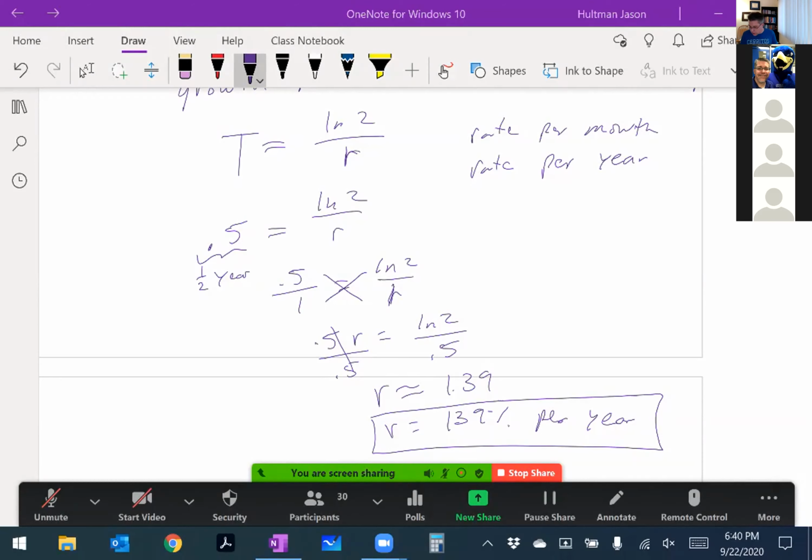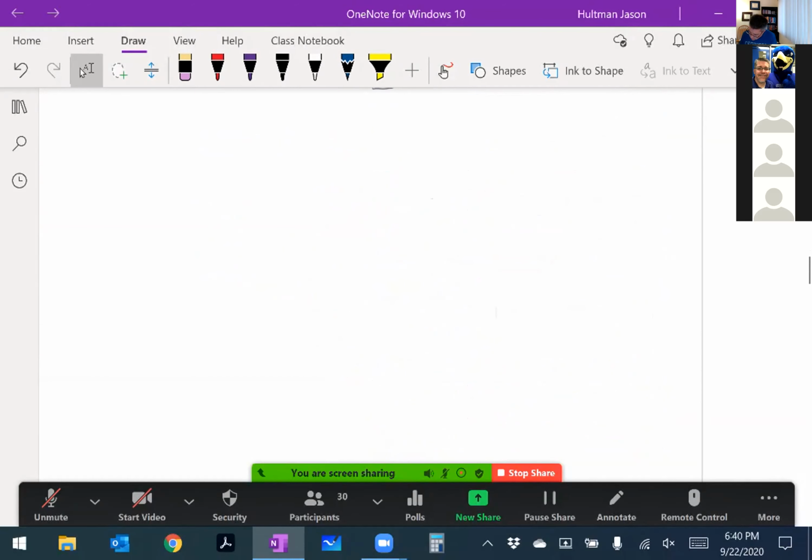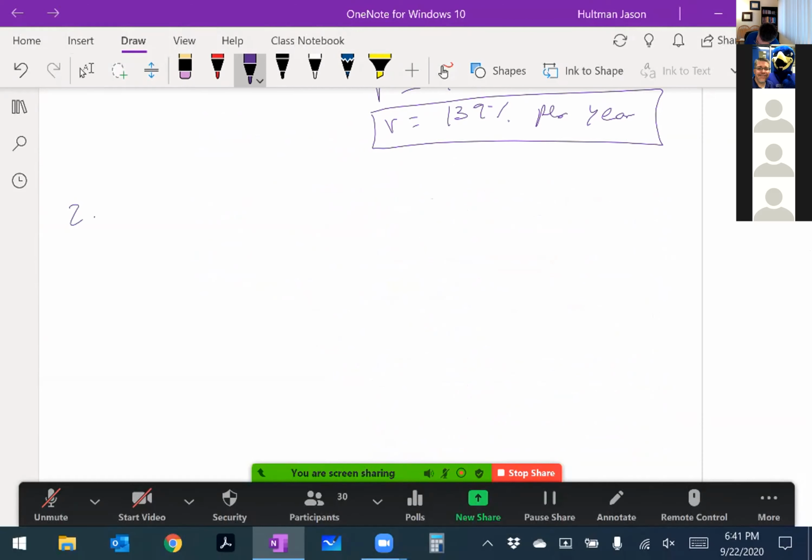Okay, so let's move into the calculus part of this. That's more the arithmetic part of it. So let's talk about derivatives. 2.2, derivatives of exponential functions.